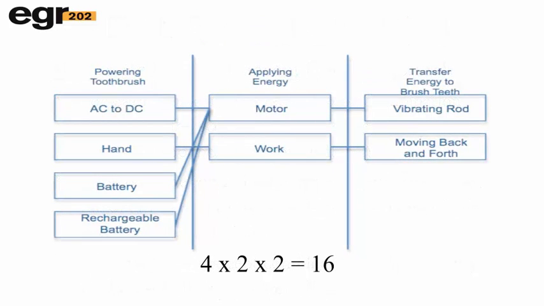Here's an example of one. It has, actually this has 4 in the first column, 2 and 2 in the second and third columns, for a total of only 16 different combinations. This is sort of what you want to get down to, something that's manageable.